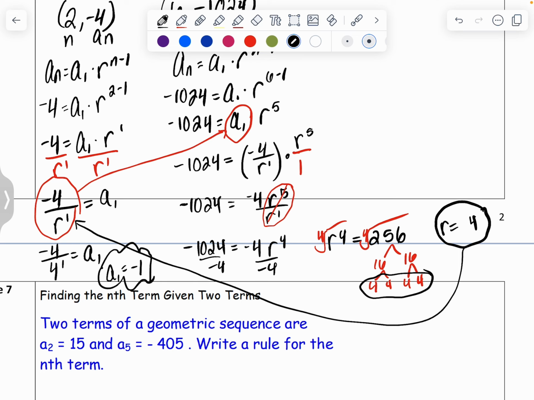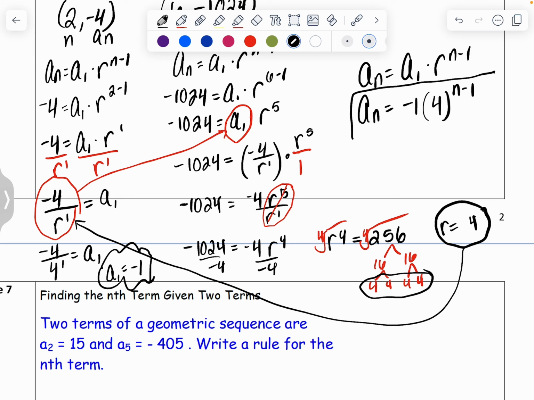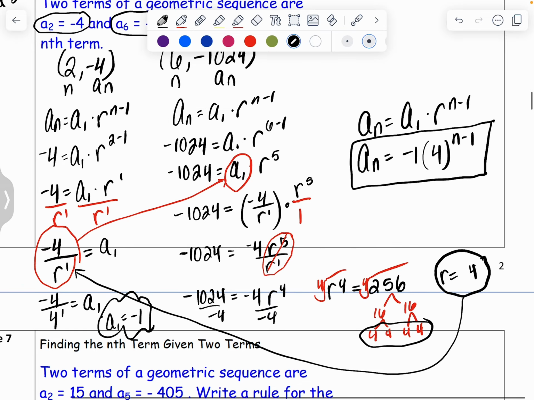So now I have a sub 1 and r, so I can plug it back into my rule, which is a sub 1 times r to the n minus 1. a sub n equals -1 times 4 to the n minus 1 power would be my final answer.